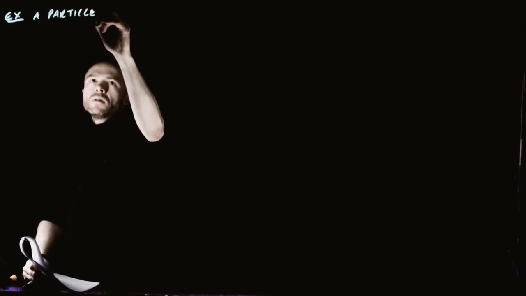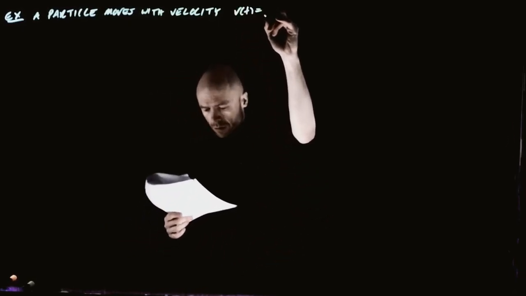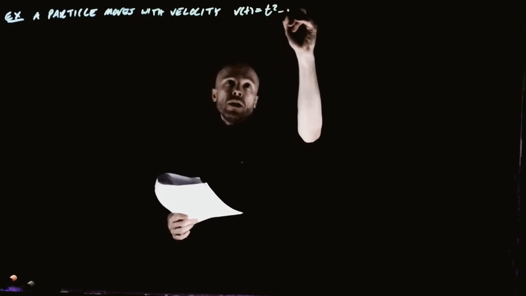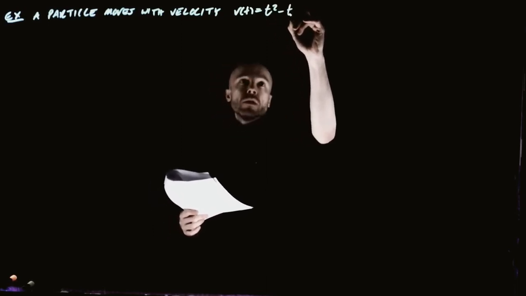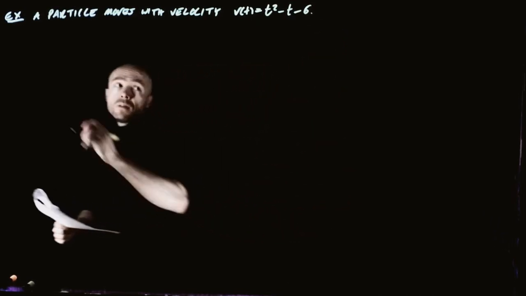So this is our example. A particle moves with velocity v of t is equal to t squared minus t minus 6, okay? And then part A.